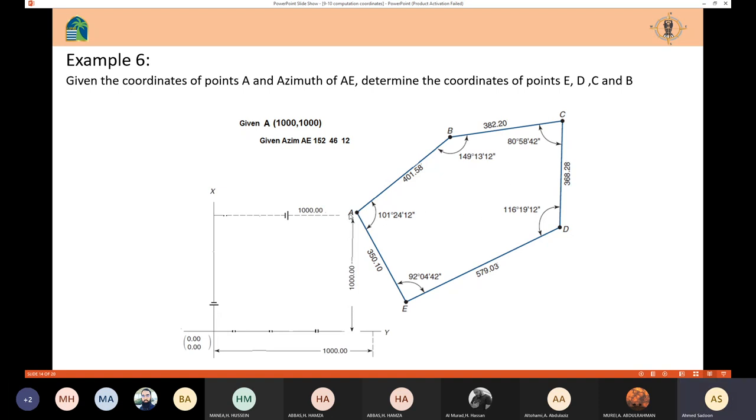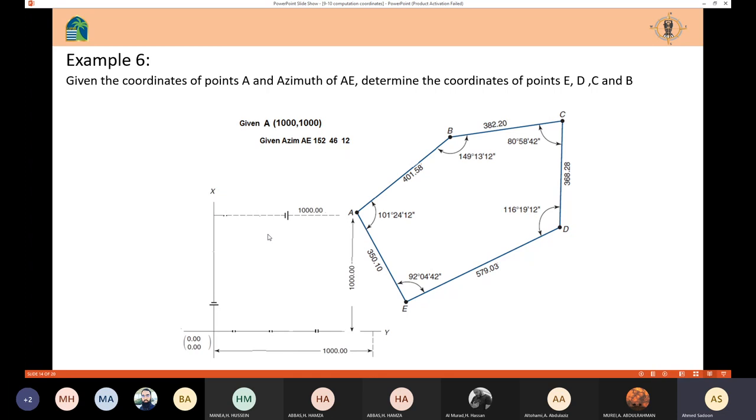And also the coordinate of the point A is given. The coordinate of the point A is 1000. The value of YA is 1000, and the value of XA is also 1000. Also, the azimuth of the line AE is given. Here, the line of AE is 152 degree 46 minutes 12 seconds. And it's required to determine the coordinate of the following points: the point E, D, C, and B.